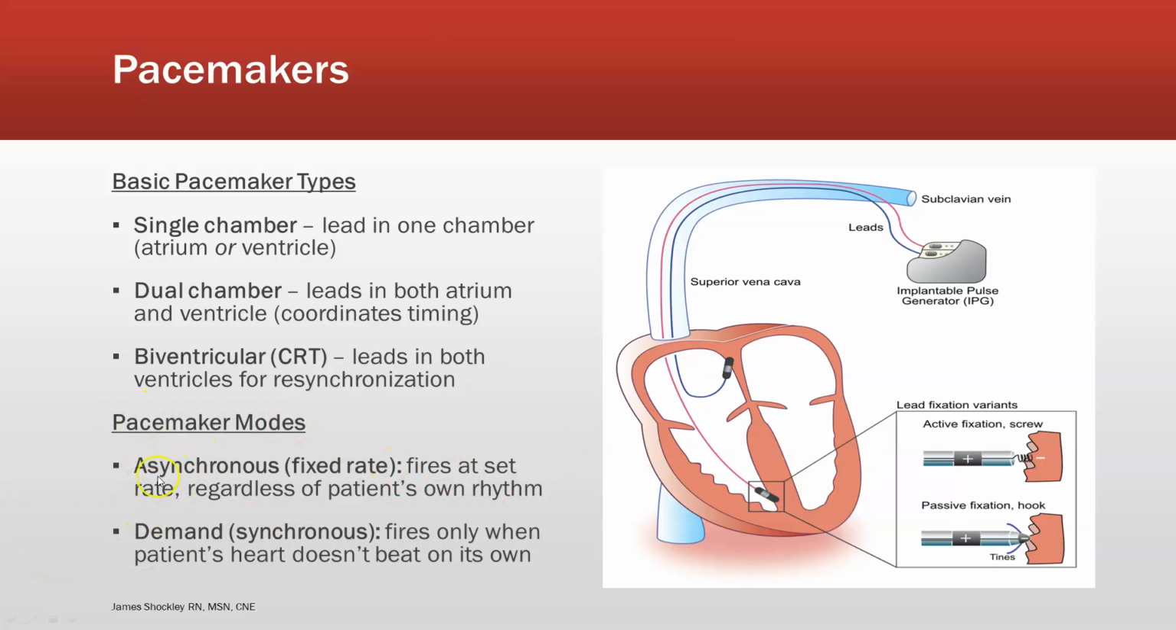You have modes. Asynchronous means without syncing to the normal heart rate, so it's a fixed rate. Regardless of what your heart does, it's going to give you a set rate. So if my set rate is 80 and my heart is only able to produce 50 on its own, this will give me that extra 30 beats per minute. They don't really care what's going on. They just know that you need a heart rate of at least 80.